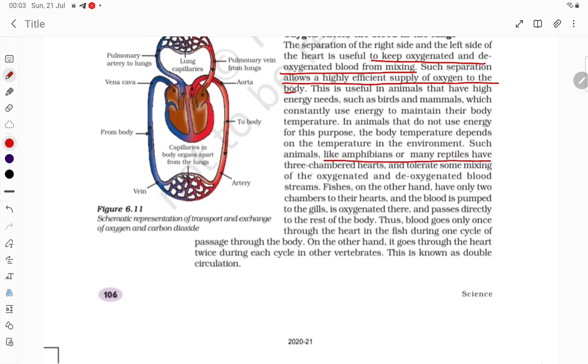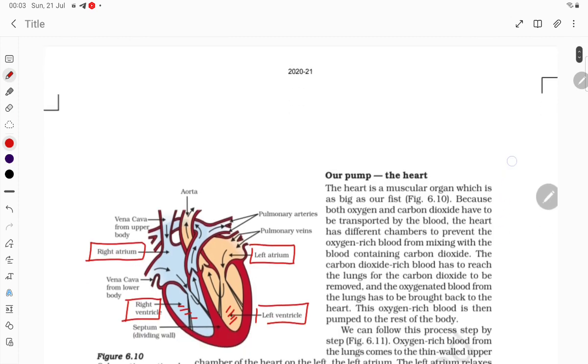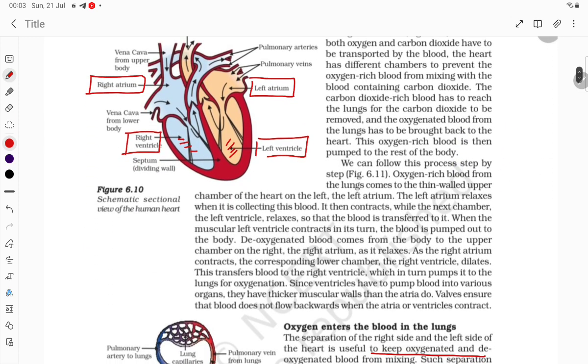Amphibians and many reptiles have a three-chambered heart, and tolerate some mixing of the oxygenated and deoxygenated blood streams. Fishes, on the other hand, have only a two-chambered heart, and blood is pumped to the gills, oxygenated there and passes directly to the rest of the body. Pumping is what we are trying to understand, student.